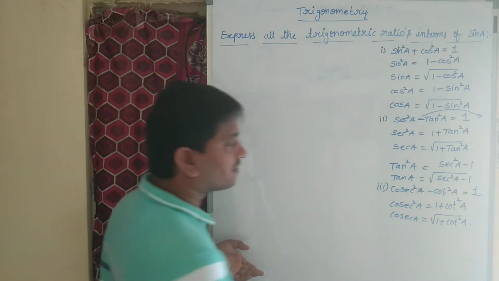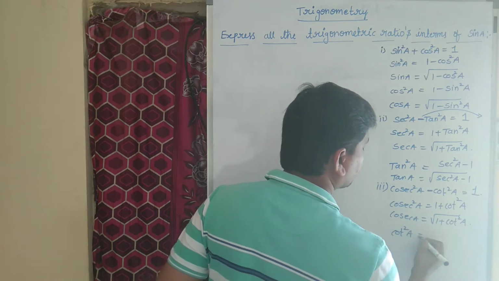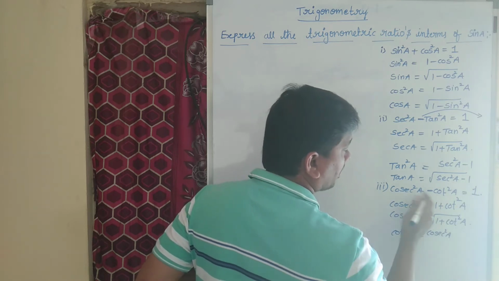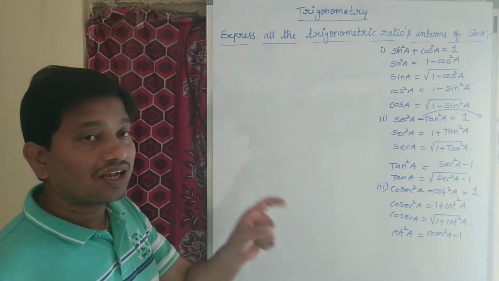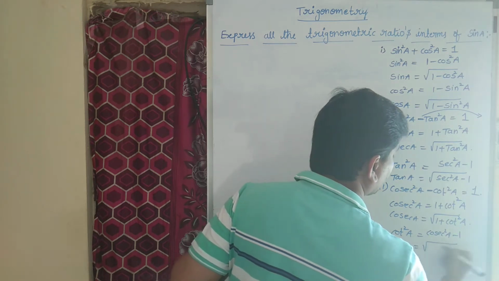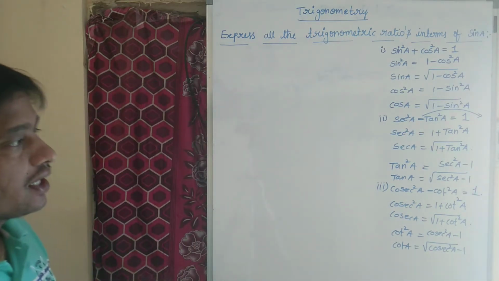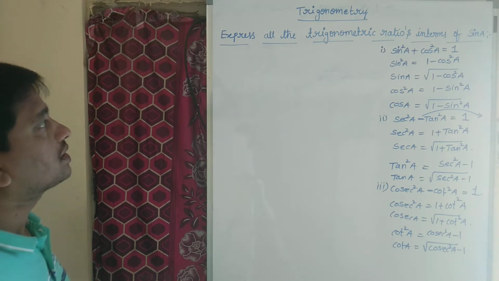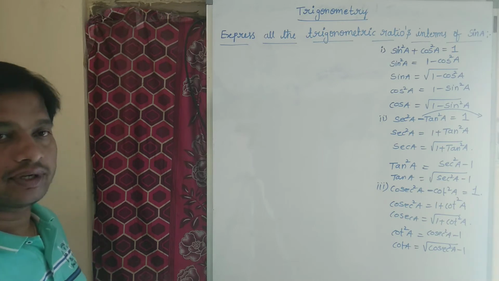Can you guess what is cot square A? Because here minus cot square A is there, we are transposing towards right hand side, it will become plus cot square A. Whereas on the left hand side we have cosec square A, and 1 we are transposing, it will become cosec square A minus 1. What is cot square A? Cosec square A minus 1. You transpose the square towards right hand side, it will become root over cosec square A minus 1. Okay, these are the three identities we should learn first of all. Now my question is, express all the trigonometric ratios in terms of sin A.